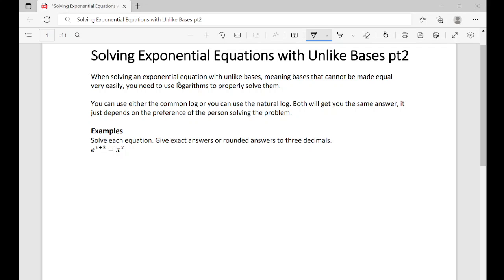When solving an exponential equation with unlike bases, meaning bases that cannot be made equal very easily, you need to use logarithms to properly solve them. You can use either the common log or the natural log. Both will give you the exact same answer. It just depends on the preference of the person solving that problem, that person being you.